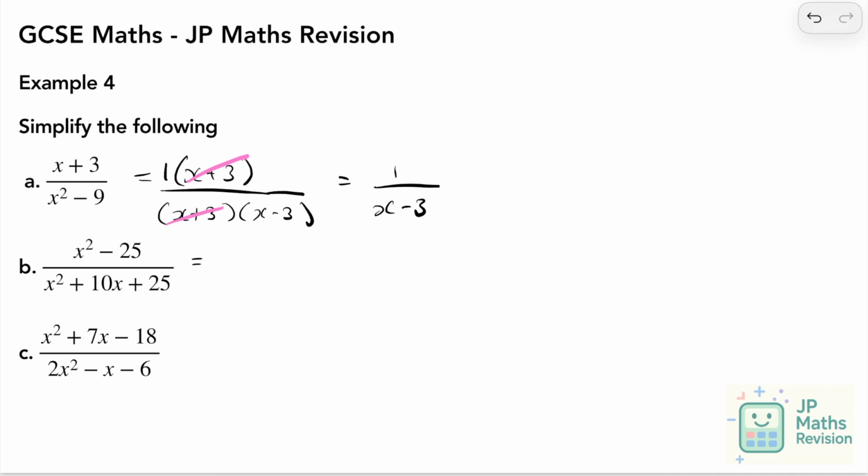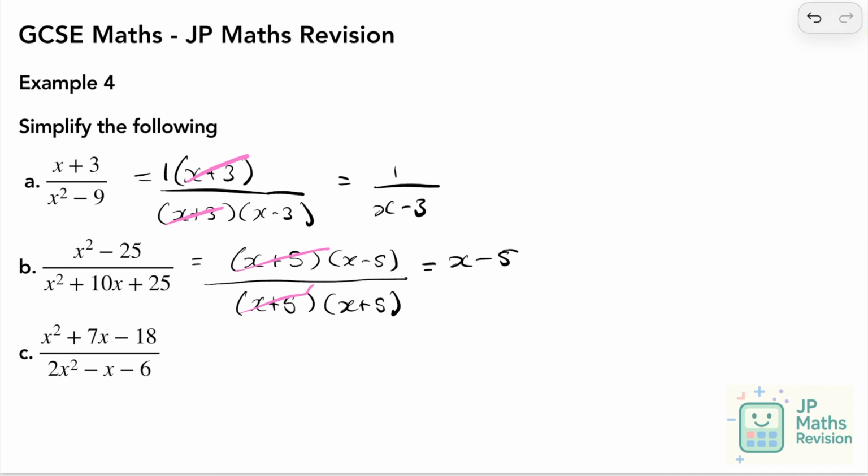This example here, again, I've got the difference of two squares on the numerator, so this time it's going to be x plus 5, x minus 5. And the denominator, I need to think of two numbers that multiply to make 25 and add to make 10. So in this case, it's going to be 5 and 5. So it's going to be x plus 5 times x plus 5. And at this point, I notice there's an x plus 5 on the top and the bottom, so I'm going to cancel them out, and I'm left with x minus 5 over x plus 5.